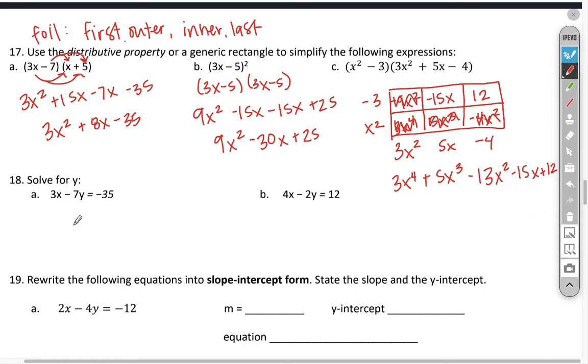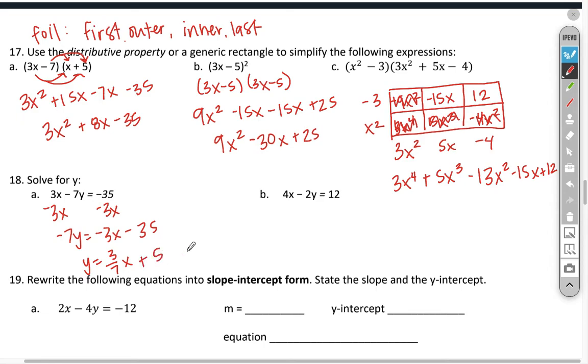All right. 18 tells us to solve for y, which just means we want to put this in slope-intercept form. So we're going to start by subtracting 3x from both sides. We get negative 7y equals negative 3x plus 35. No, that's minus 35. Then we're going to divide by negative 7. So negative 3 divided by negative 7 is going to give us positive 3/7 x. And then negative 35 divided by negative 7 is going to give us positive 5.